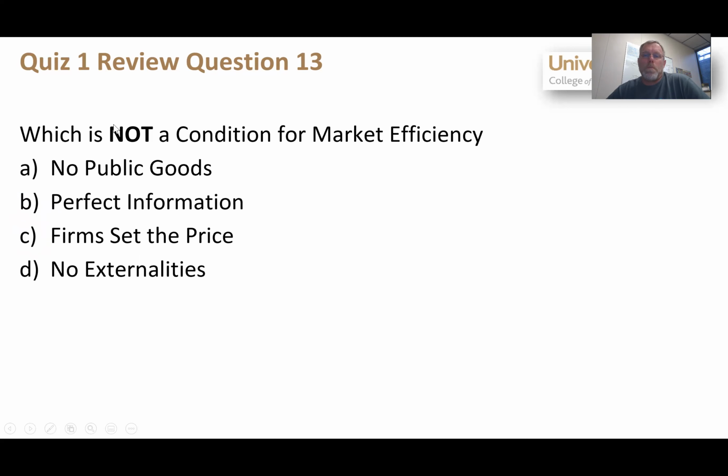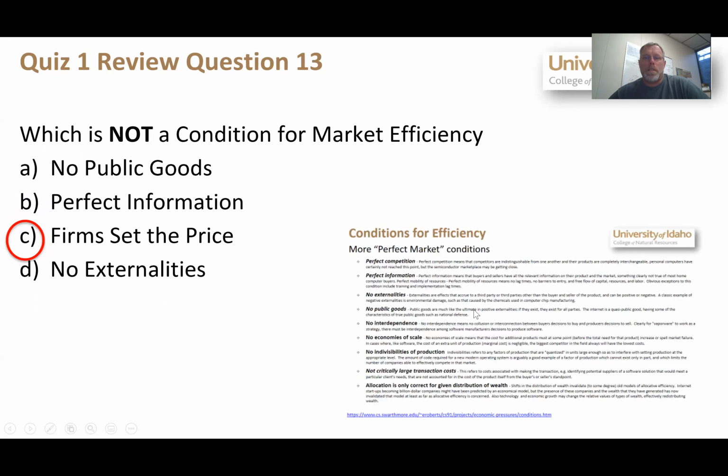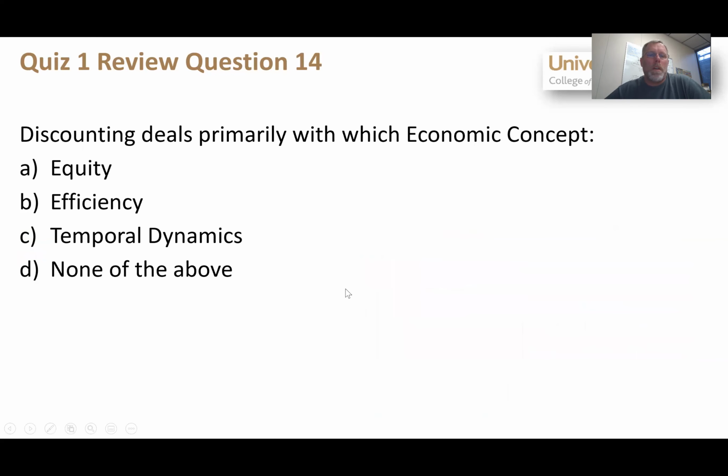Which is not a condition for market efficiency? No public goods, perfect information, the firm sets the price, no externalities. Here it's the firm sets the price. I didn't have quite this many on the graphic today, so you probably won't see that one there. I shrunk that down a little bit.